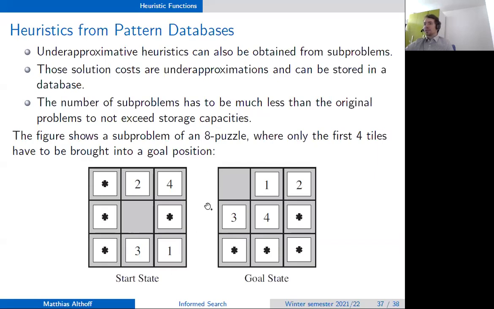So every time you see this pattern where there's something here, something here, something here, something here, and something here, and these tiles are ordered like this, then you can use this heuristic, which we obtained in a previous search problem. And of course, because this is a smaller search problem, this might be a search problem that is feasible, where we don't run out of memory. So we solve a lot of patterns. And then when we run the real problem, we already have very good heuristics because they are based on true subproblems.